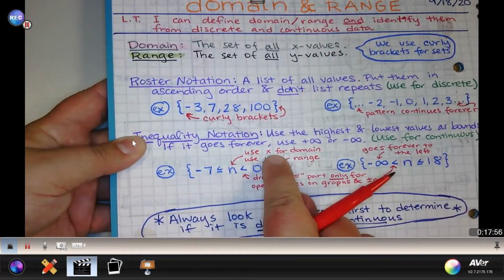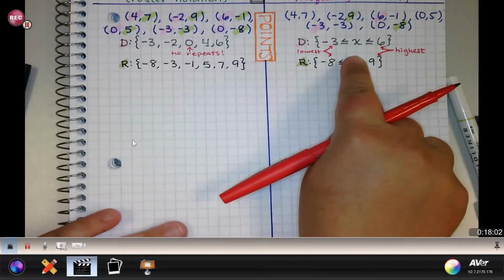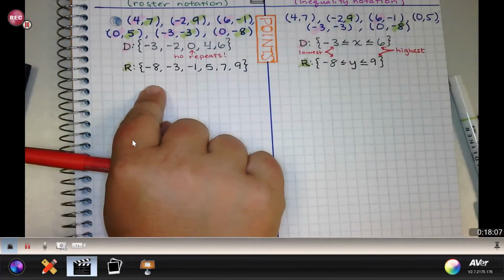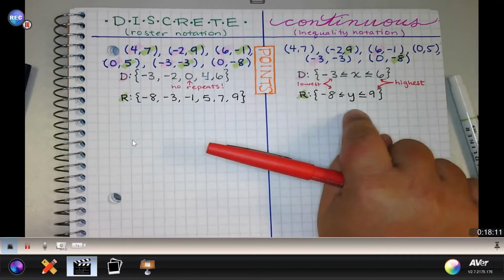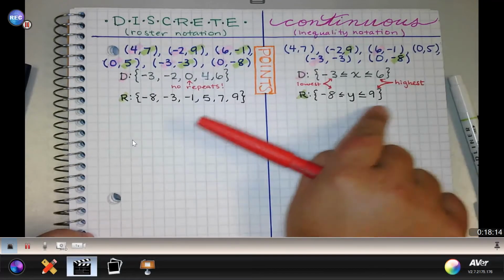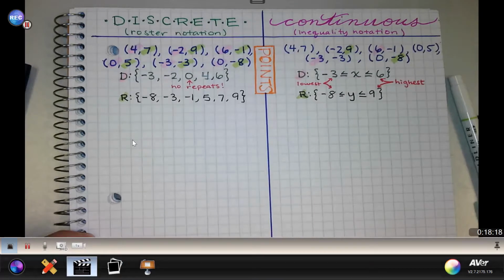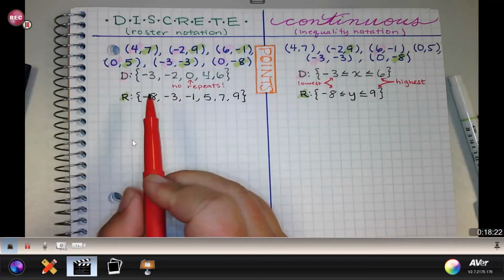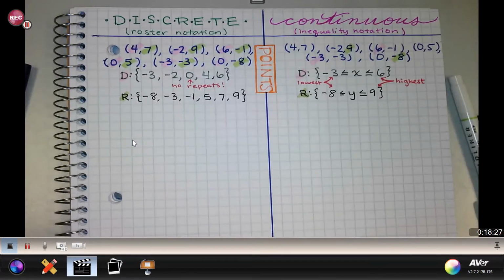Use x for domain, always. Use y for range, always. And that is exactly what we did here. We used x and we used y. Okay? So again, discrete, we have to use roster notation because it's just a list of values. Here, remember, the lines are connected, so it includes all the numbers between the lowest and the highest values. Okay? So we're going to move on to tables. So I'm going to pause and draw a line, and we'll get the tables up here.